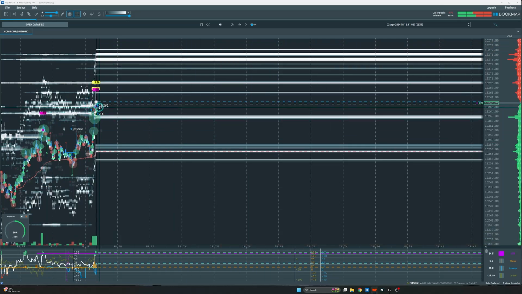I need to have volume pressure imbalance to the top. In this case, since I'm selling, I need it extreme. I need a sweep, or I need absorption. Right now we have both.